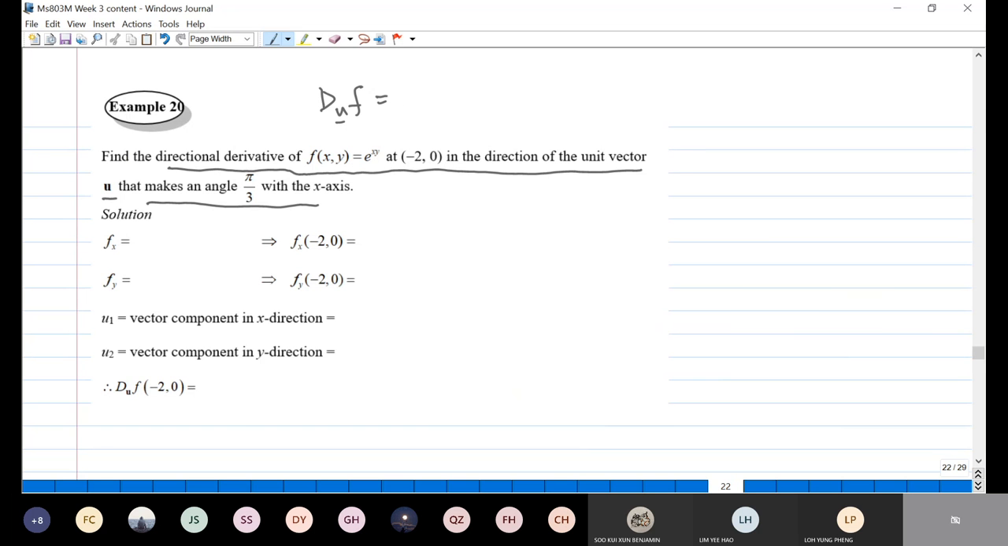What is this thing? We know that this is actually the partial derivative of f with respect to x, times u1, plus the partial derivative of f with respect to y, times u2. So what is u1 and u2 now? The vector u is what? Making an angle of pi over 3 with the x-axis. So u is this one.